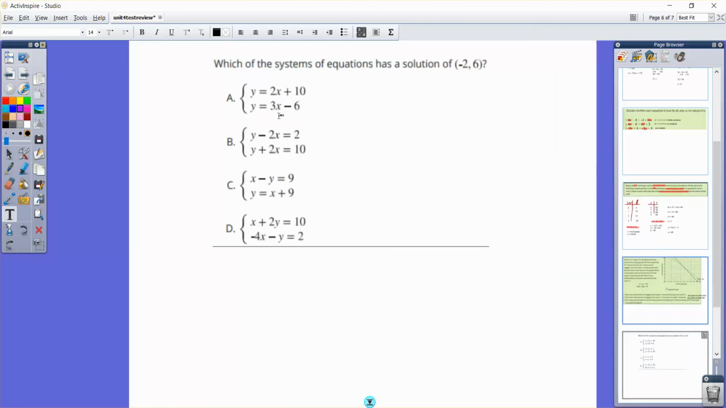Okay, next question. Which of these systems of equations has a solution of (-2, 6)? Well, that means that if you plug in x and y into each system, it has to work for both equations.